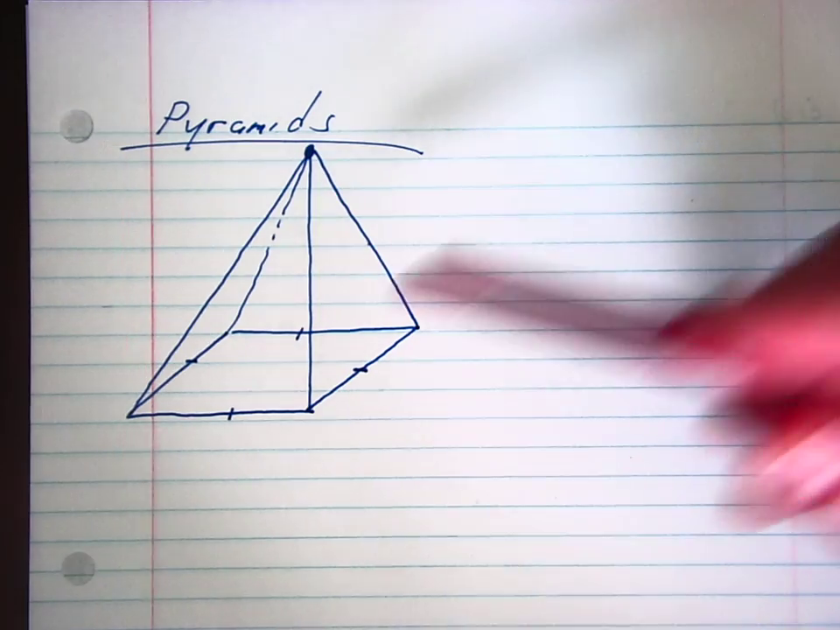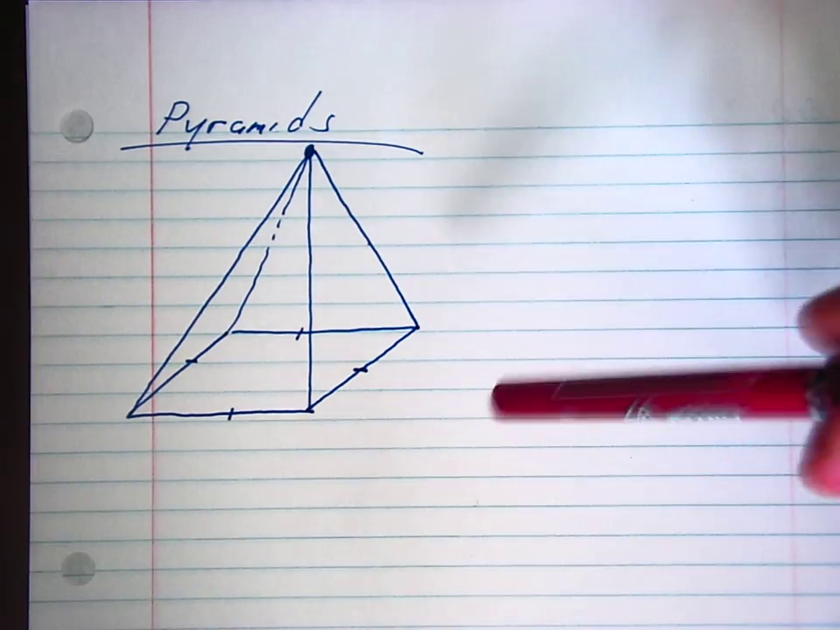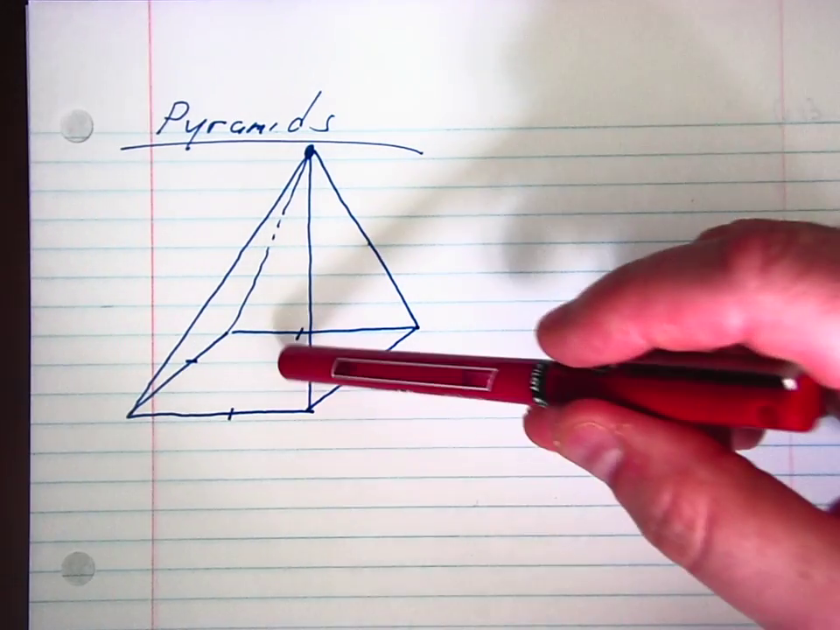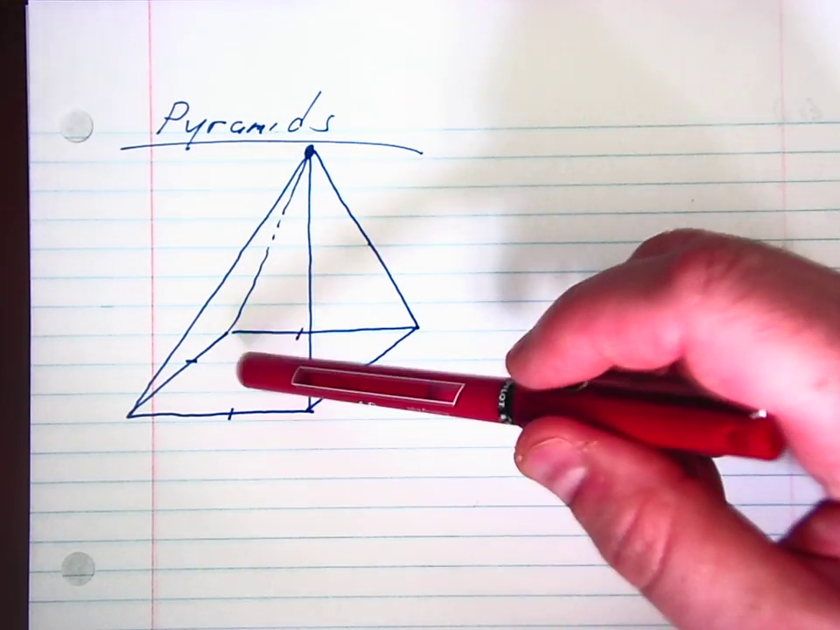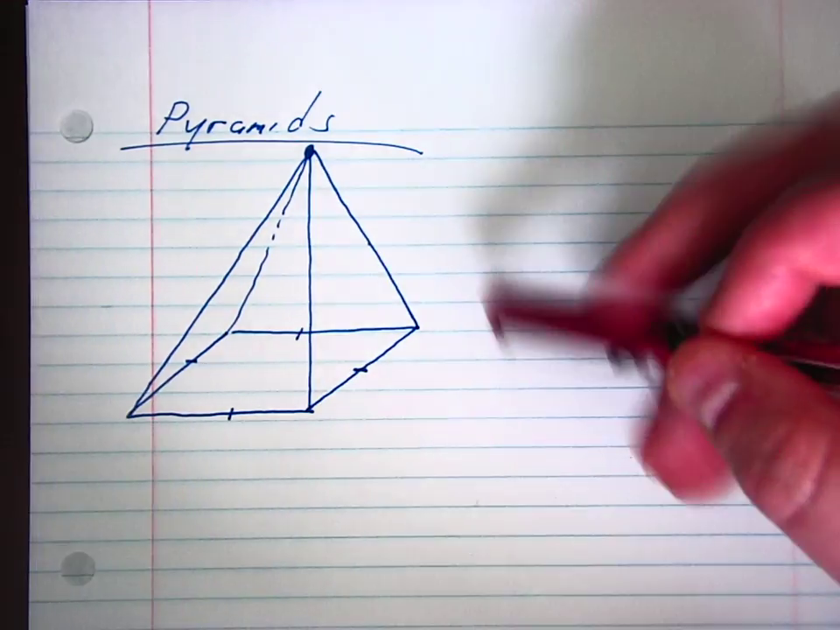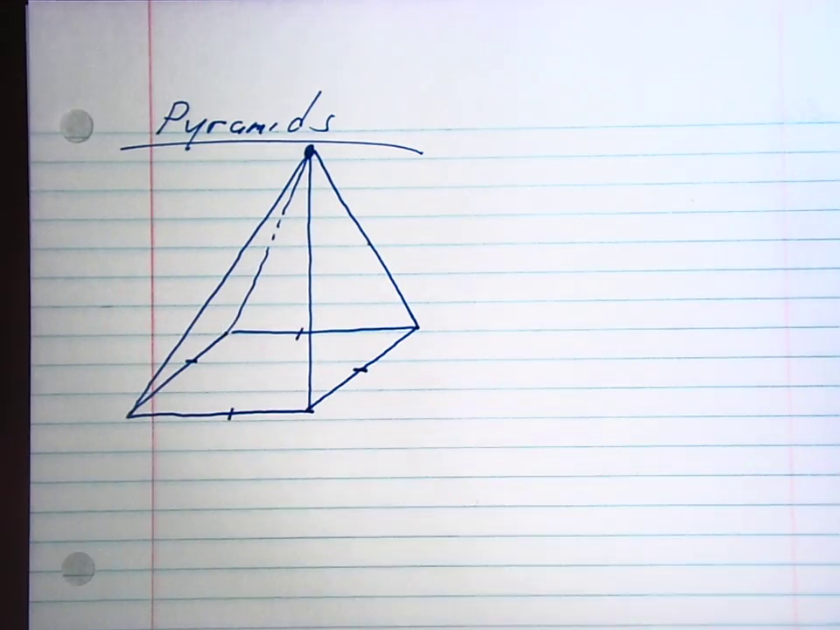It will not always be a square, and that's what's going to make it harder. This is going to be an octagon or a pentagon or hexagon. That'll make the problem a little bit harder. But we're going to start off today with just all square bases.